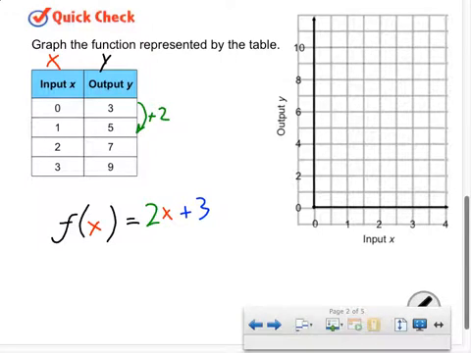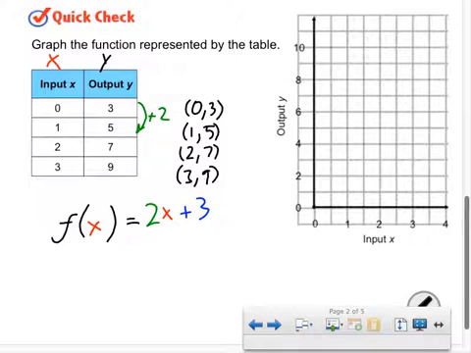So remember, I have to graph (0, 3). The first number is x. The second number is y. (1, 5), (2, 7), and (3, 9). And this is what I've noticed over the years: there's a few students that don't write this down correctly. They'll forget to put the comma, or they won't use parentheses around it. You have to put parentheses around your set of numbers that they call an ordered pair. An order means there's an x and then a y.